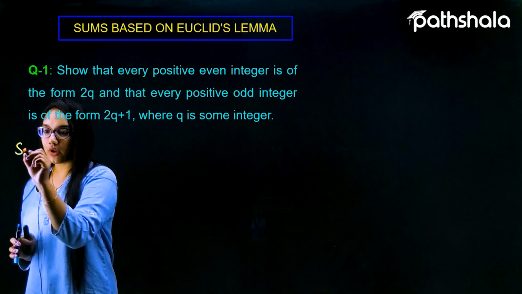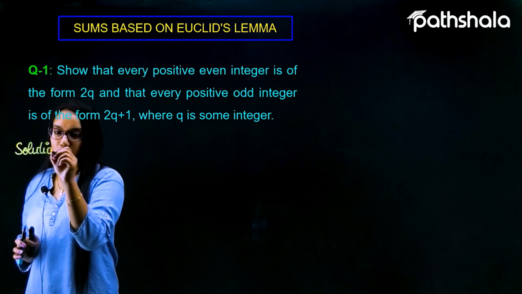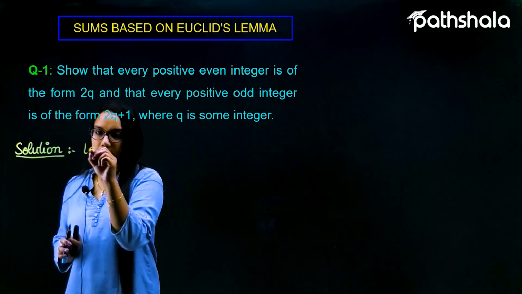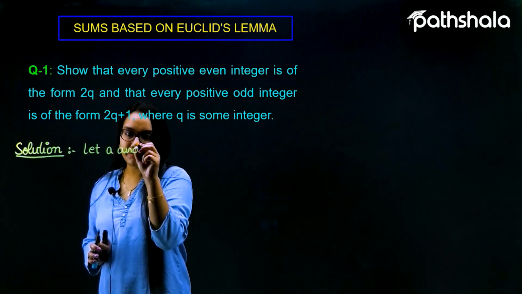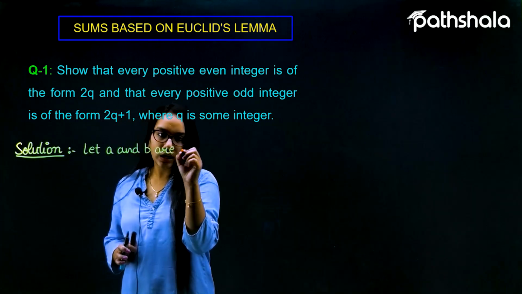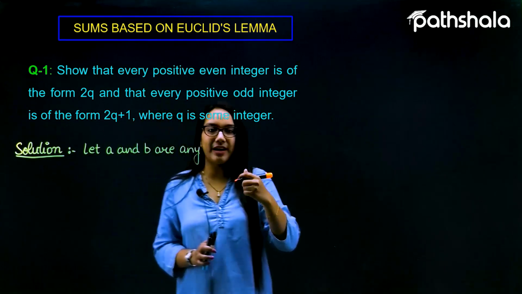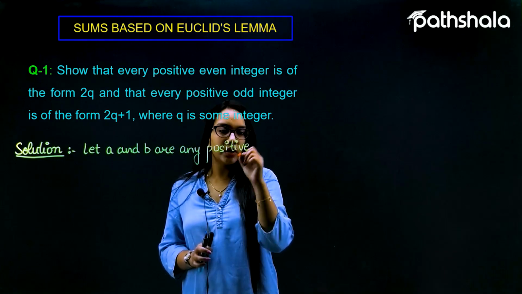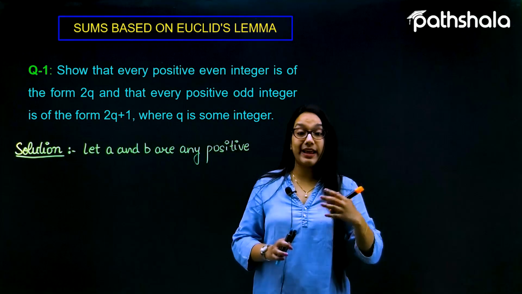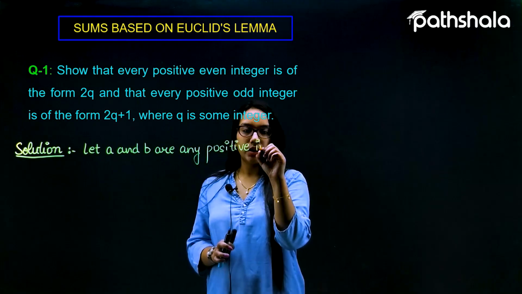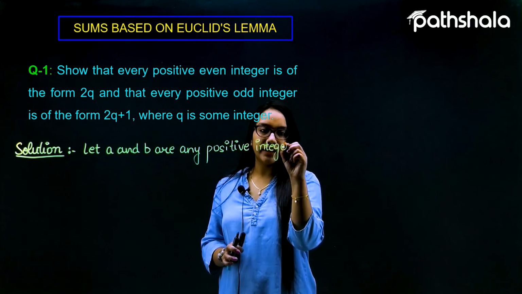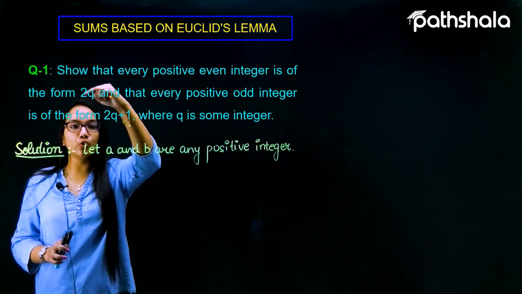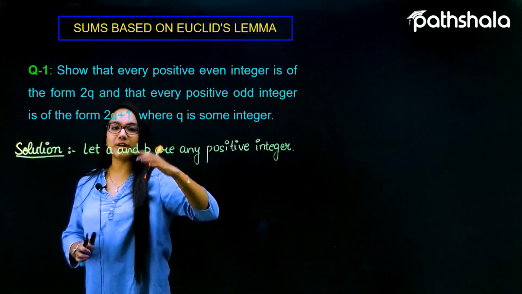So let us suppose I'm talking about the solution of this question. I'll start with: let A and B be any positive integers. Always remember to start this type of question with this: let A and B be any positive integers. And we know that we have to form the number in the form of 2q and in the form of 2q plus 1.